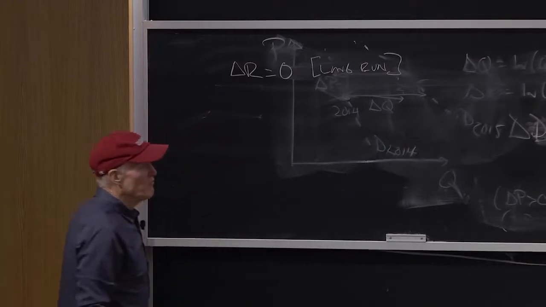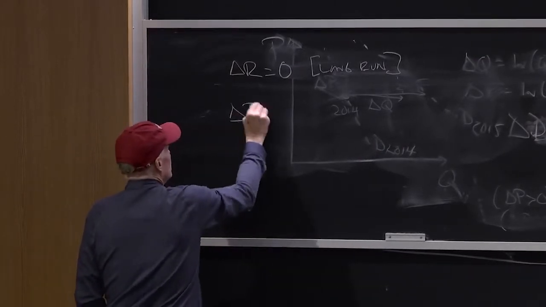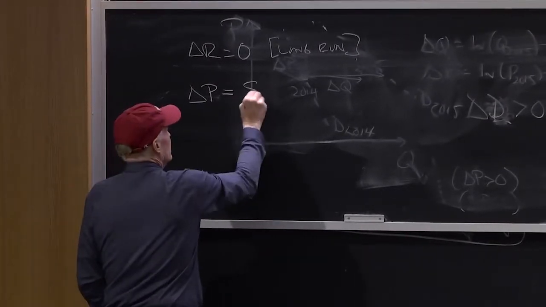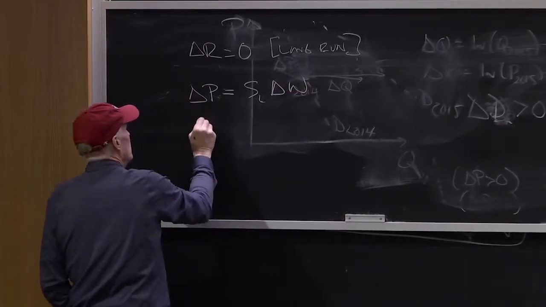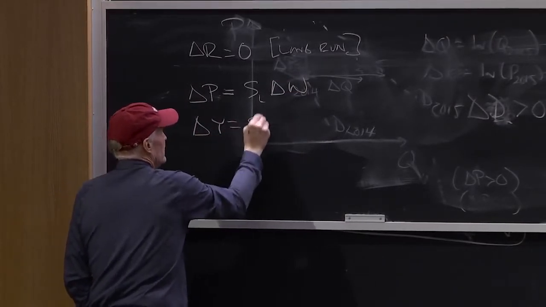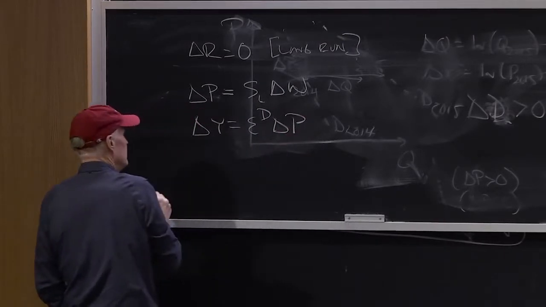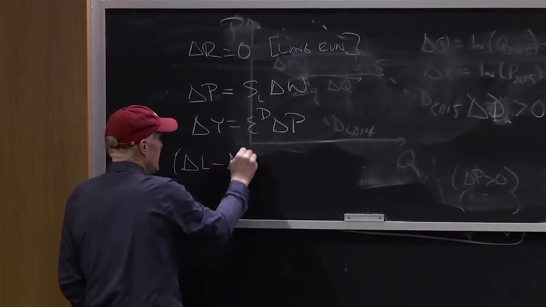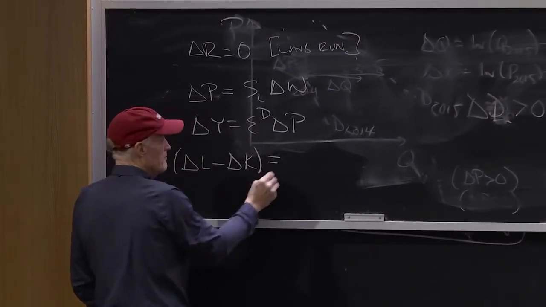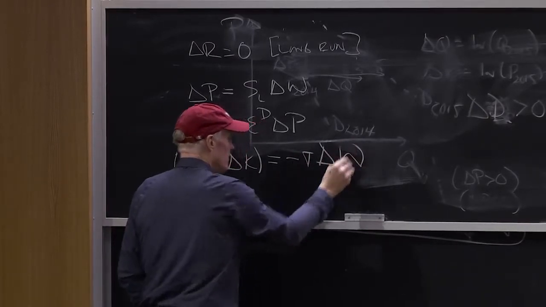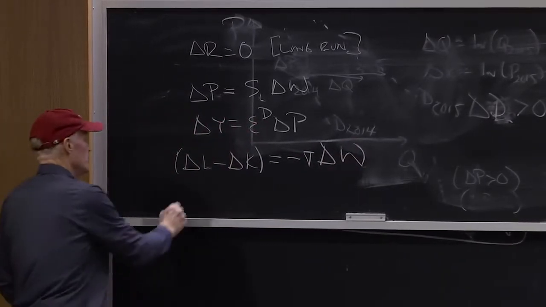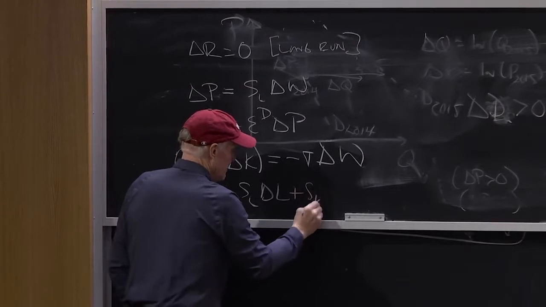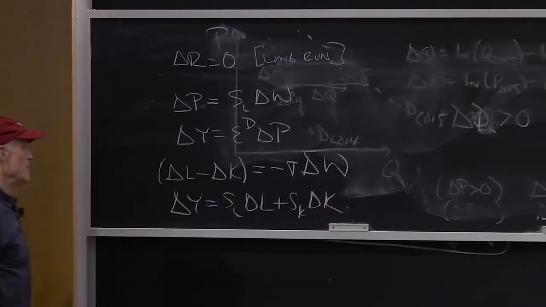Okay? So our four equations become delta P equals what? What does my first equation become? SL delta W. Delta Y equals epsilon D delta P. Left-hand equation becomes delta L minus delta K equals minus sigma delta W. And my last equation is still the same as it was. Delta Y equals SL delta L plus SK delta K. All right, those are my four equations.